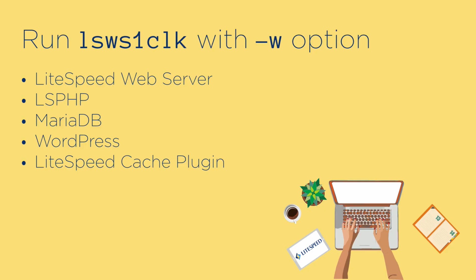If you want to host WordPress, use the W option to install all of the following: LiteSpeed web server, LSPHP, MariaDB, WordPress, and the LiteSpeed Cache plugin.